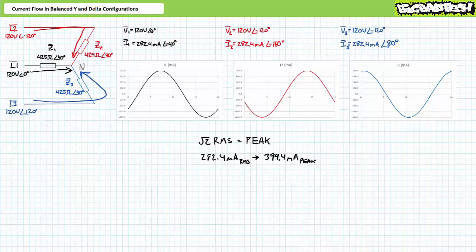Peak values are always greater than RMS. RMS values are always less than peak. This means current can be expressed in the time domain as a sinusoidal function with a peak amplitude of 399.4 milliamperes times the sine of 360 degrees per cycle, times the frequency, or the number of cycles per second, times time, plus or minus the phase shift in units of degrees.